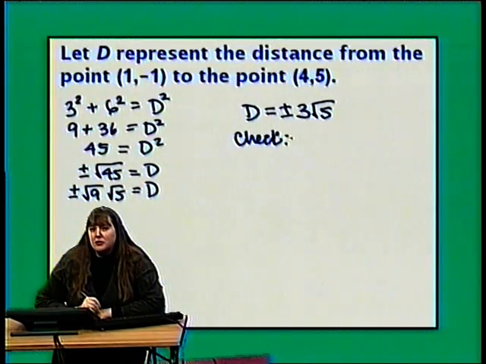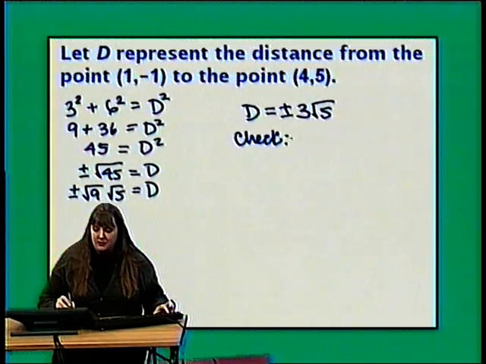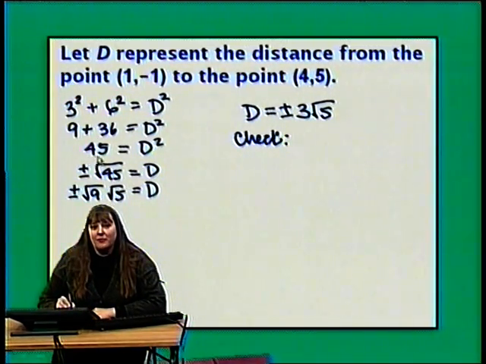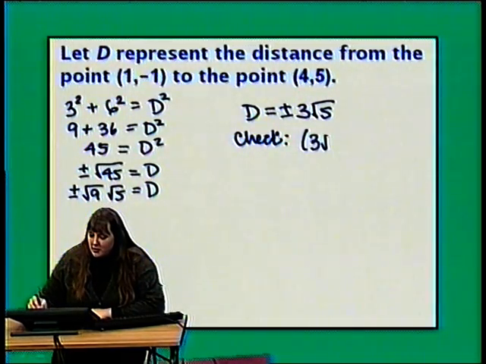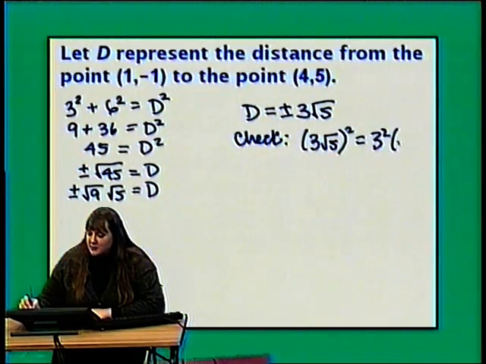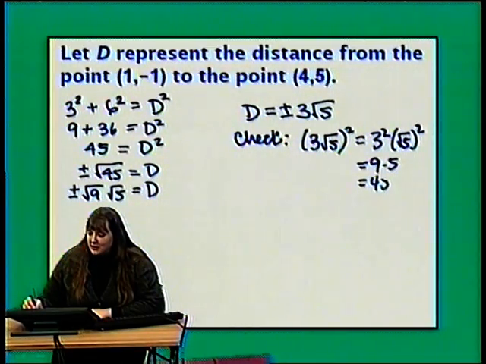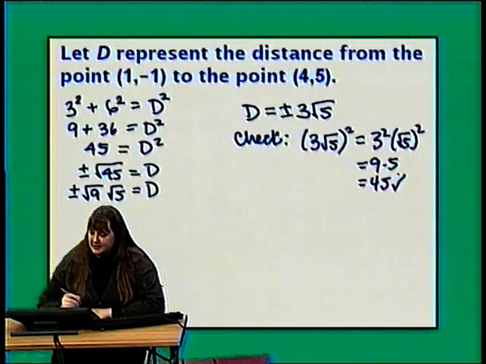All that I need to do is square 3 radical 5 and make sure that I get 45, which came from our 3 squared plus 6 squared. So when I square 3 radical 5, that's 3 squared times radical 5 squared, which is 9 times 5, which is indeed 45. So this checks.